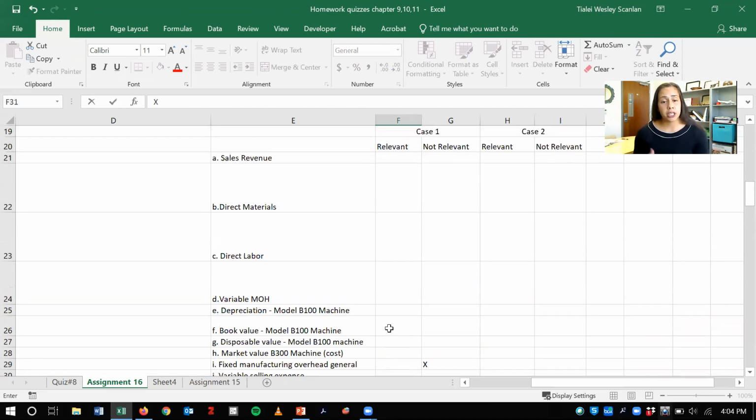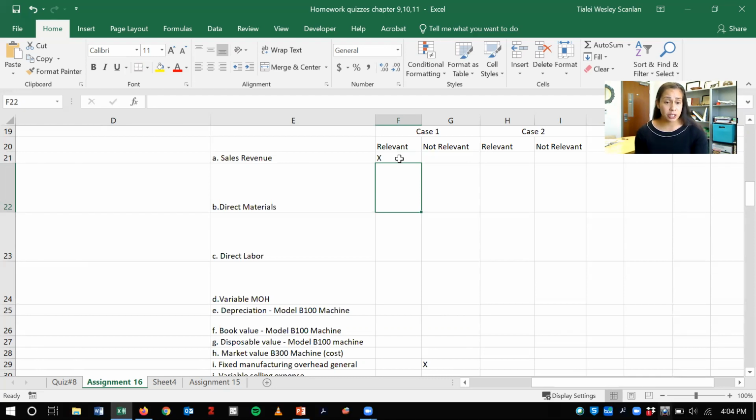Okay, but they said that they're going to increase sales. So is the sales revenue going to be relevant? Well, if you're going to be producing more, you're going to be selling more, and you bought that machine, and that's going to be a difference between not buying it and buying it. You're going to have more of a benefit to it, and so this is going to be relevant to our situation because you're selling more and you're going to make more sales revenue.